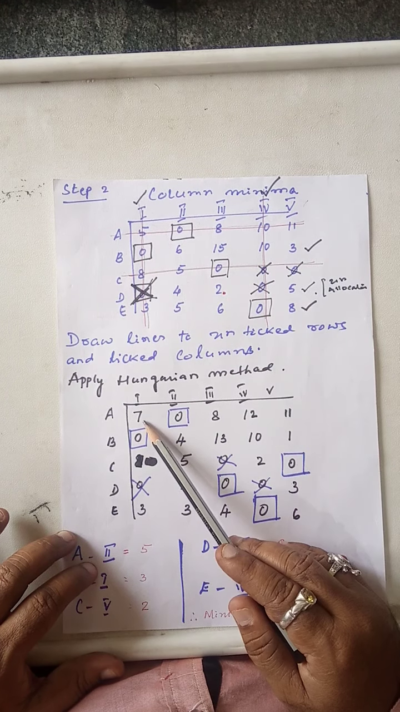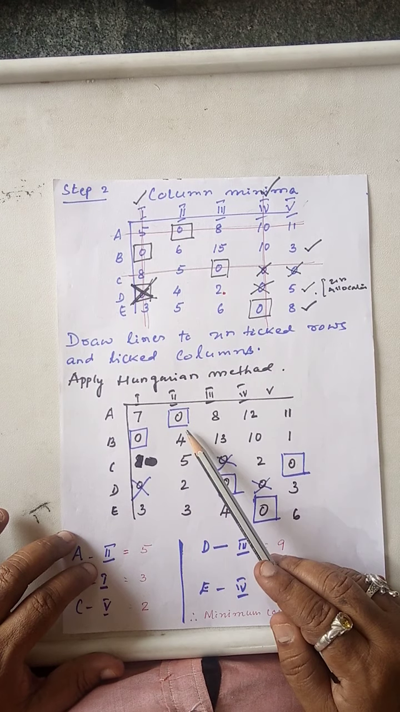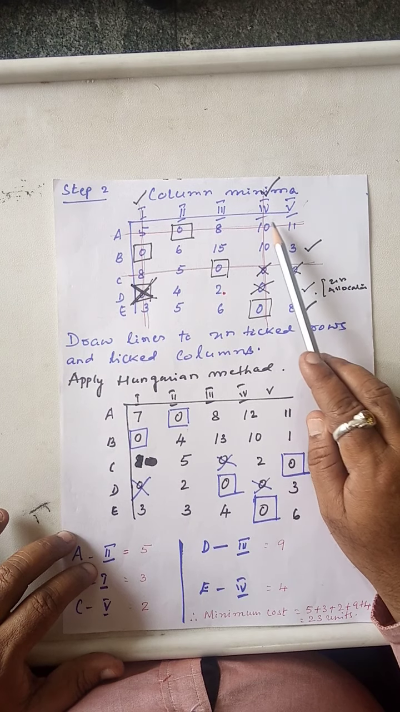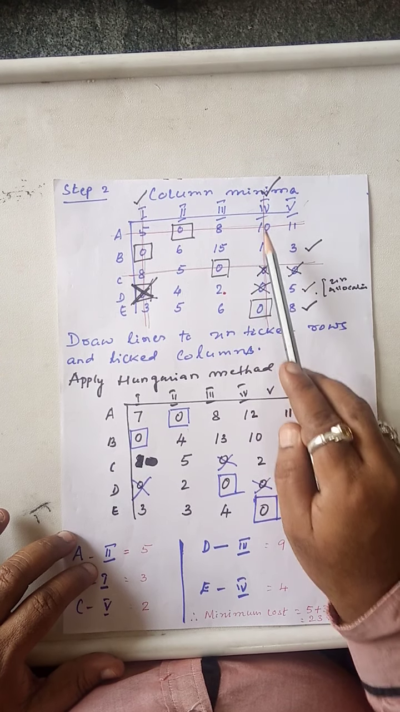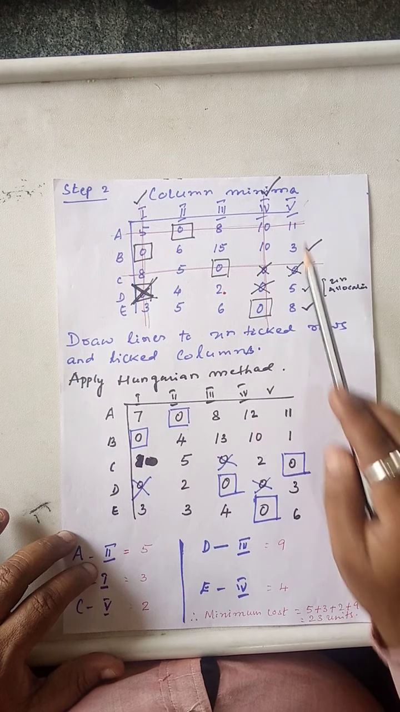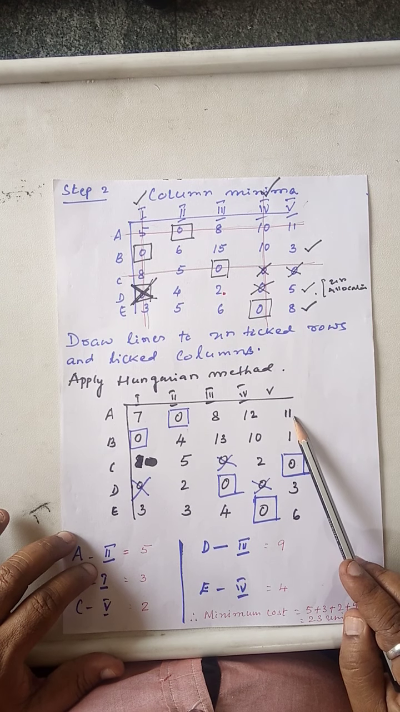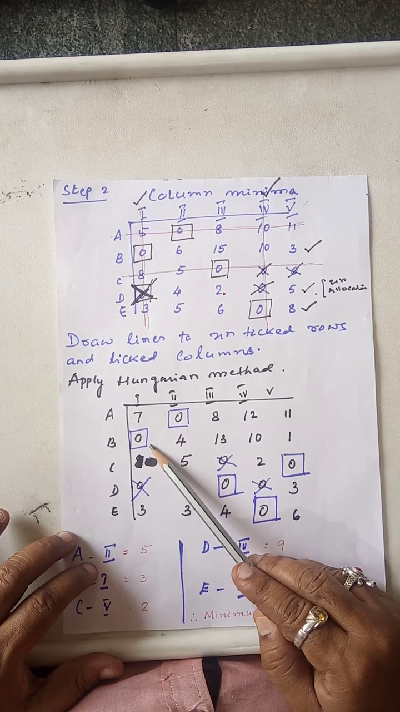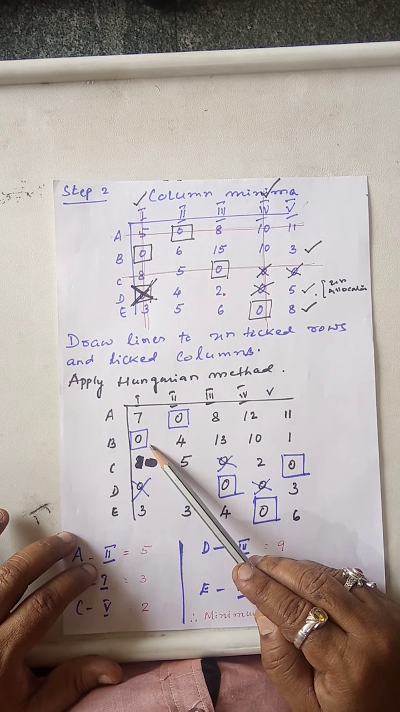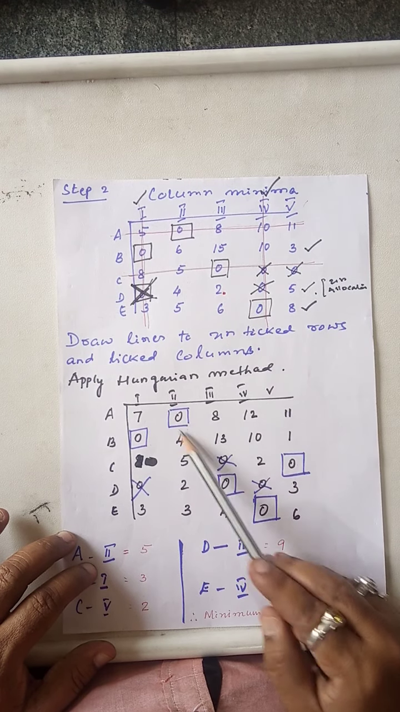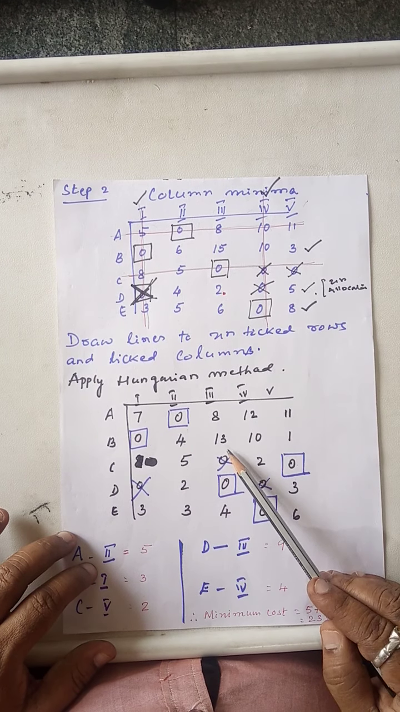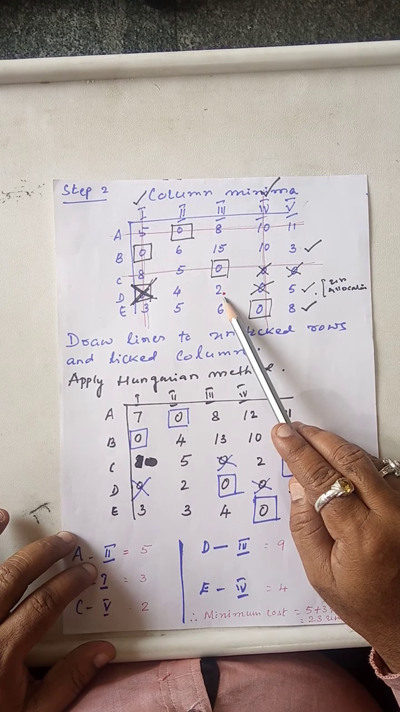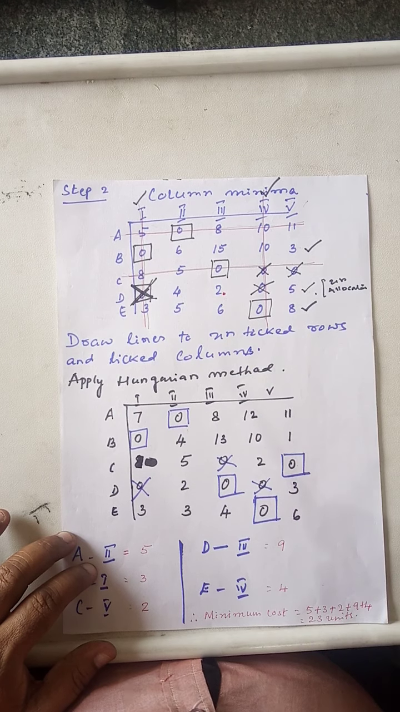See, 5 plus 2 is 7, and this 0 is retained because there is only a single line there. 8 again has a single line, so it is retained, and there is a plus mark here at the intersection. 10 plus 2 is 12, and 11 has a single line, so 11 is retained as it is. Now 0 is retained because there is only one column line. Again 6 minus 2 is 4, 15 minus 2 is 13, 10 is retained as it is, and 3 is uncovered, so subtracting the minimum 2, 3 minus 2 is 1.